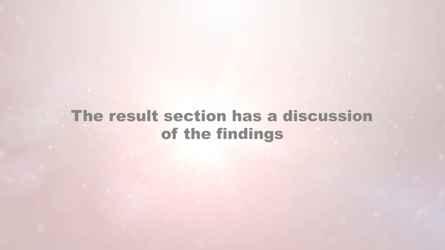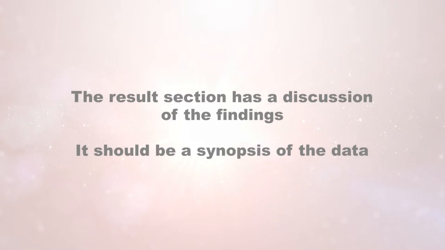Another common mistake made in research papers is that in the results section, the author includes a discussion of the findings. Instead, the results section should simply be a synopsis of the data. Maybe there are tables and figures, but it's simply presenting to the reader the facts or the results of that study. The discussion section is where you discuss those results, you compare your results to the literature, and you then conjecture why you found what you found.